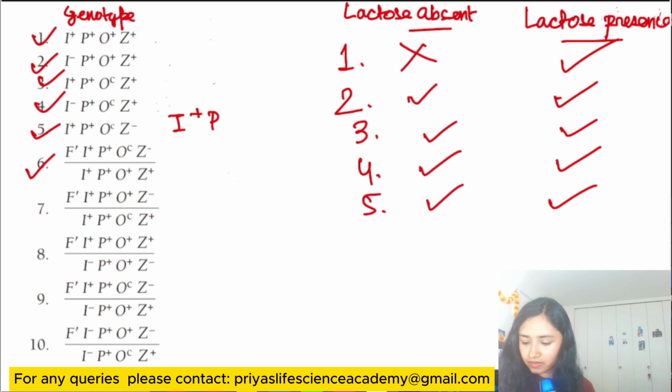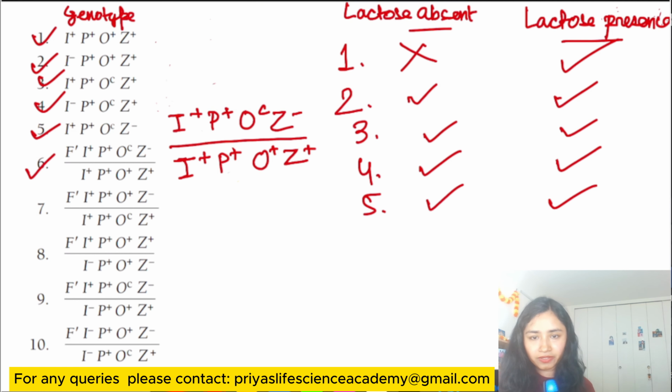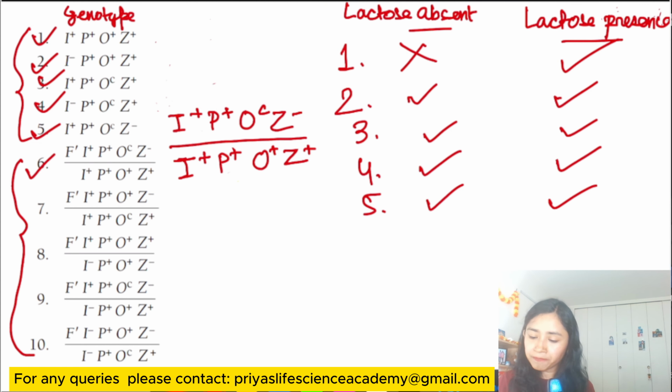I plus P plus OC Z minus, I plus P plus O plus Z plus. Now this is the example of partial diploid. Okay. Number 1 to 5 was only for single chromosome, and from 6 to 10 it is partial diploid, and these are the real problems, because the bacteria are partial diploids only. So now coming to the problem, the first chromosome can produce I plus, and the first chromosome can produce active repressor.